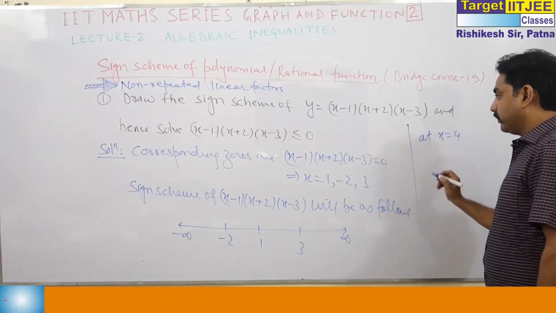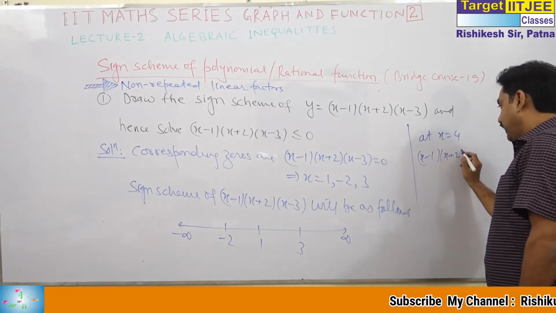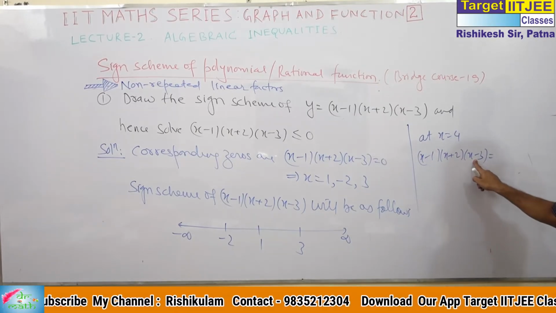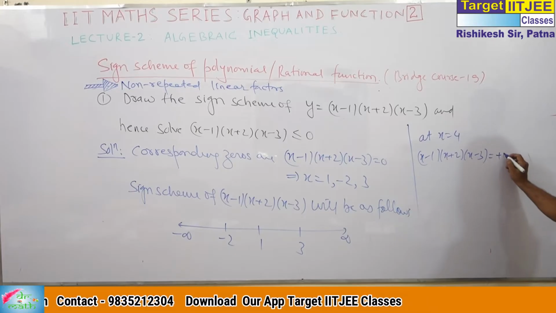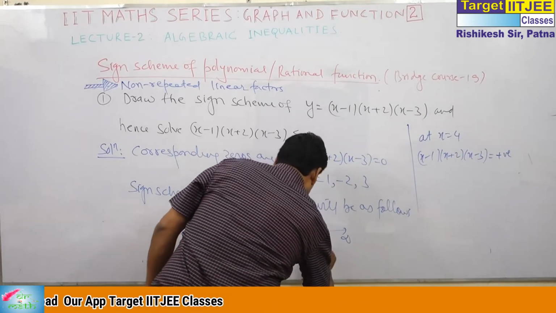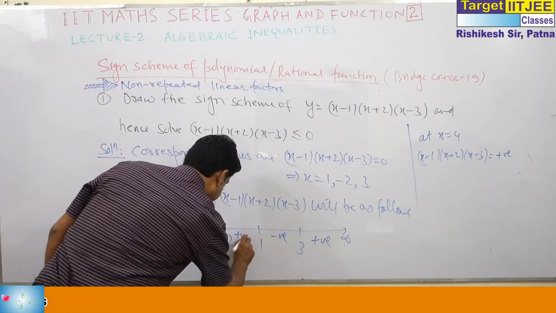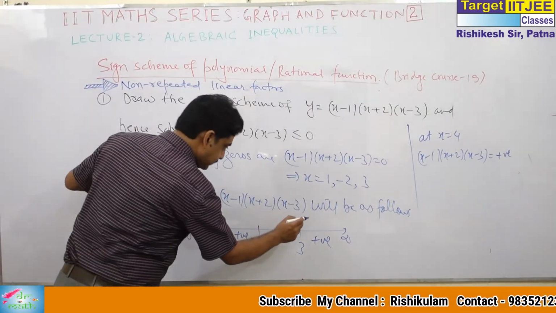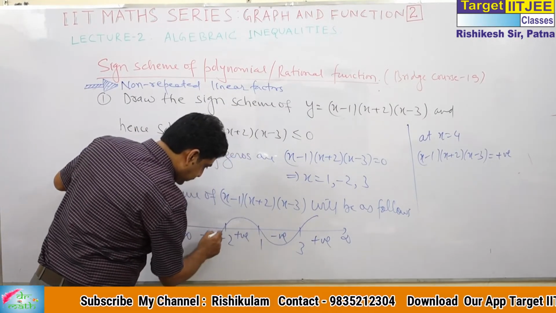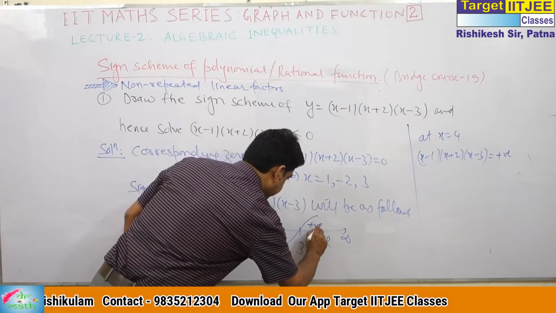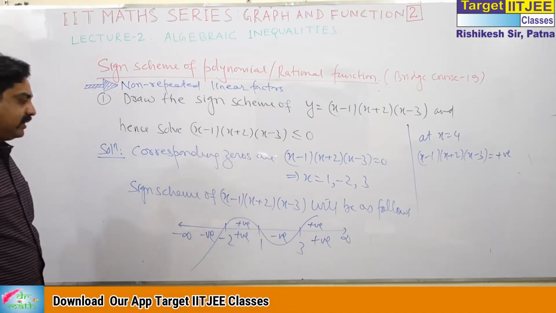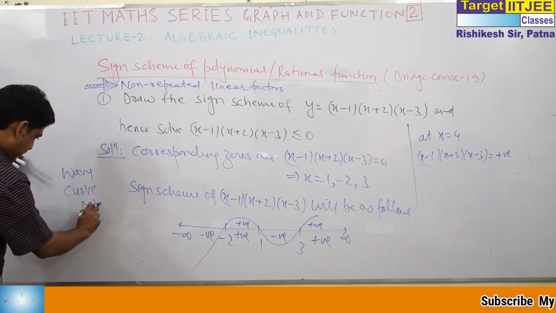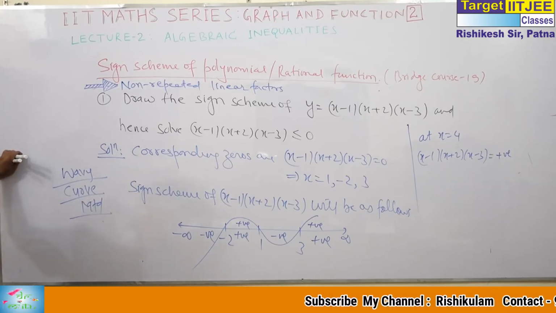At x is equal to 4, we check x minus 1, x plus 2, x minus 3. At 4 this is positive, this is positive, this is positive, so finally the product is positive. And it follows alternate negative and positive. Some authors draw it like this: positive, negative, positive, related to a graph, and sometimes they call it the wavy curve method. It's a new fashionable name, but I stick to sign scheme.